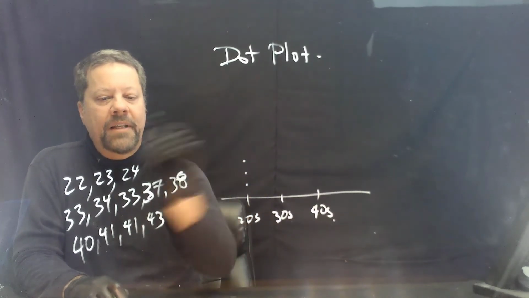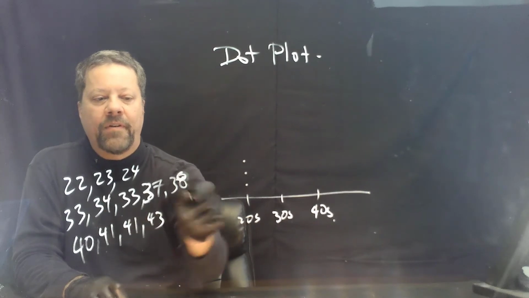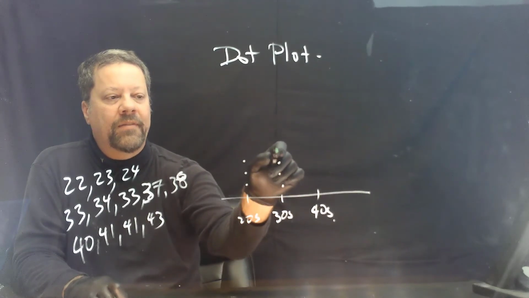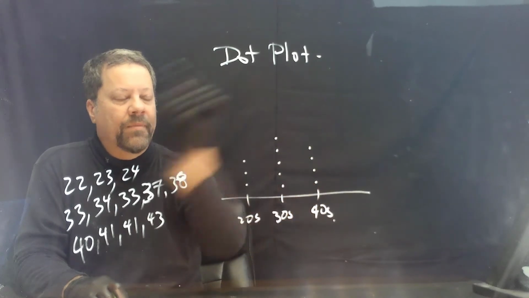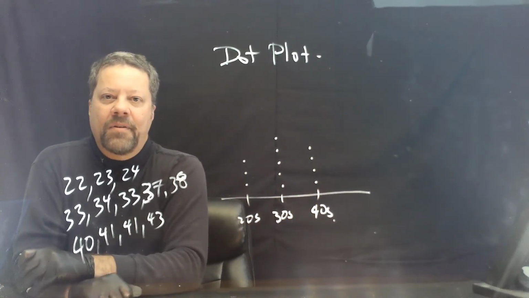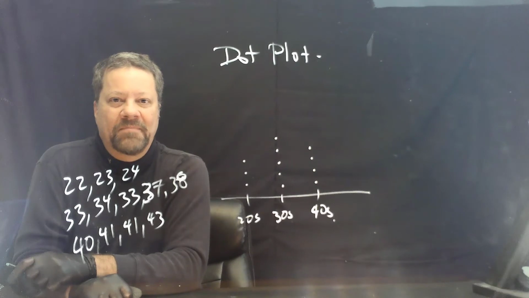1, 2, 3. 1, 2, 3, 4, 5. 1, 2, 3, 4, 5. And 1, 2, 3, 4. And that gives a sense for the distribution of the data as well.